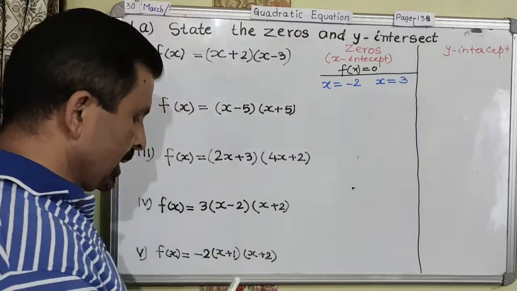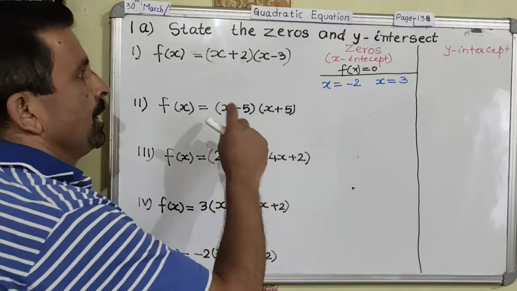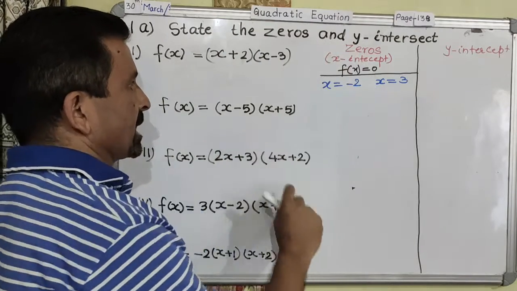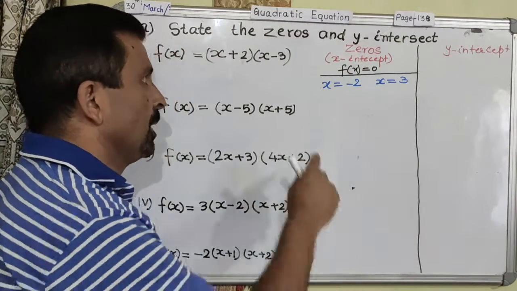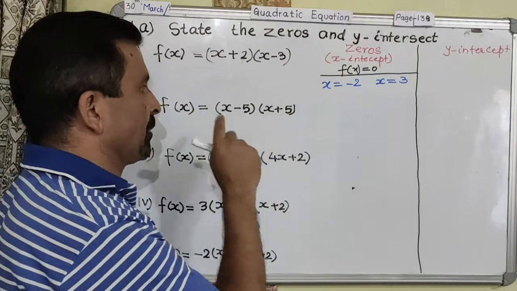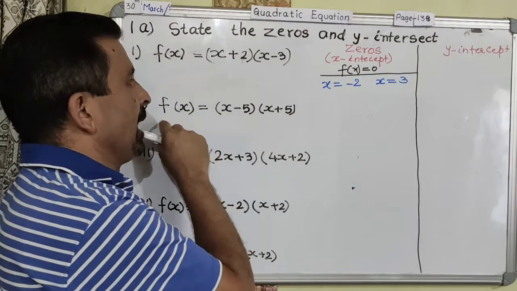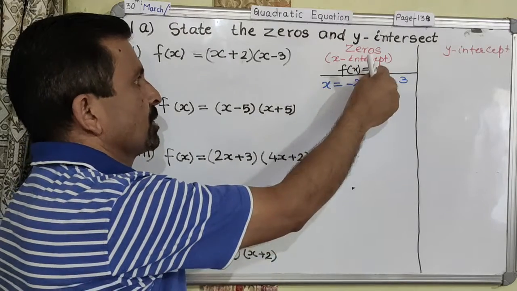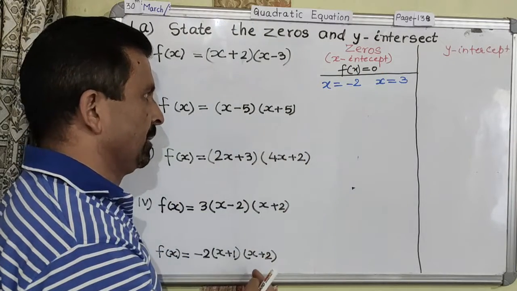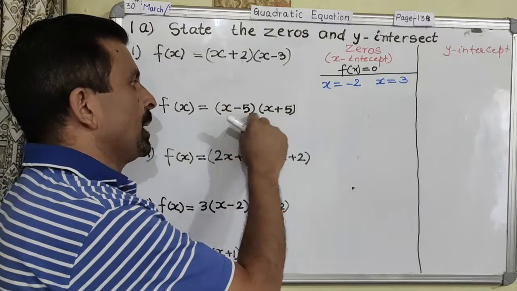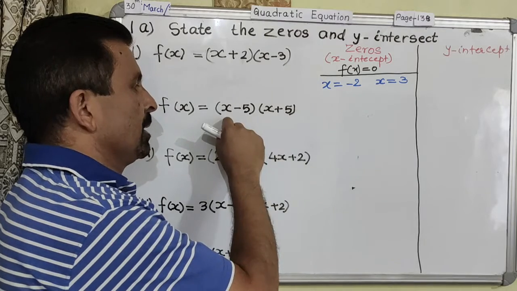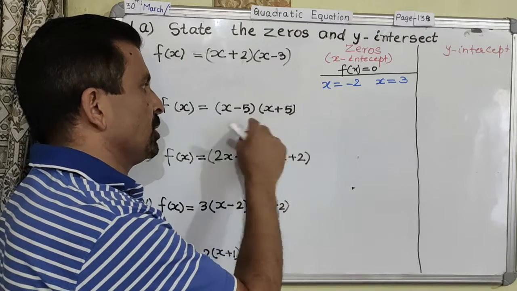Clear? Now for this equation, again to find the zeros or the x-intercepts, what I am telling you repeatedly is that for finding the zeros or the x-intercepts for any quadratic equation in factor form, we take f(x) as equal to 0. So this f(x) as equal to 0 we are going to take for all these equations. And therefore this part will be equated to 0. So when you equate this part equal to 0, you will get two solutions.